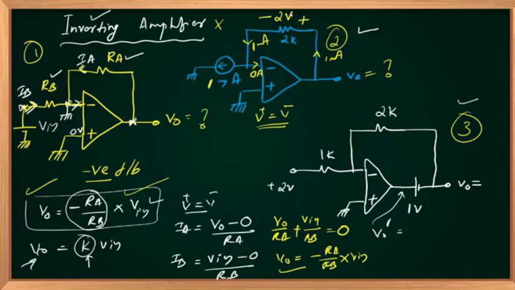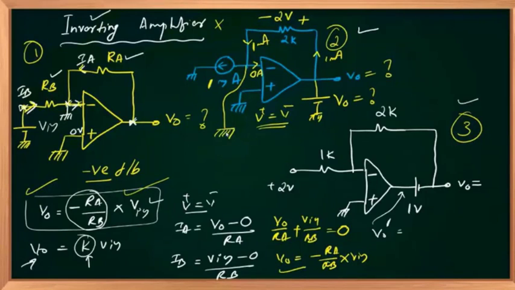And what is my output? Output is appearing as positive to ground. This is my V out, and that V out we have to find. And what about V minus? V plus equal to V minus. V plus is grounded. So V minus also will be at ground.